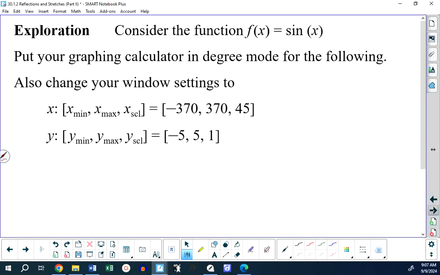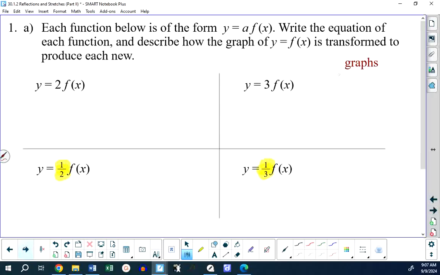Well, I'm not even going to use a graphing calculator. I have a graphing program. So each function below is of the form y equals a f of x. Now there are 2 typos. Because when I prepared this, I'm using Adobe Illustrator and I'm copying and pasting, and I forgot to change these numbers down here. So your 2 functions below should be 1/2 f of x and 1/3 f of x, not 2f of x and 3f of x. Okay?